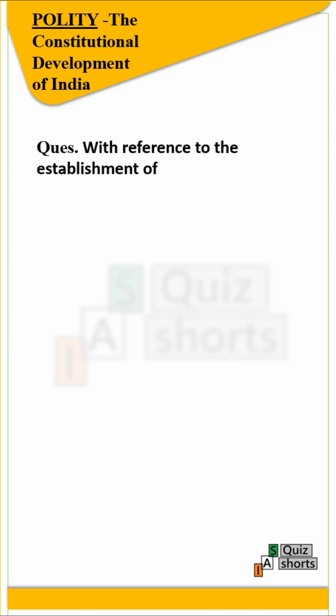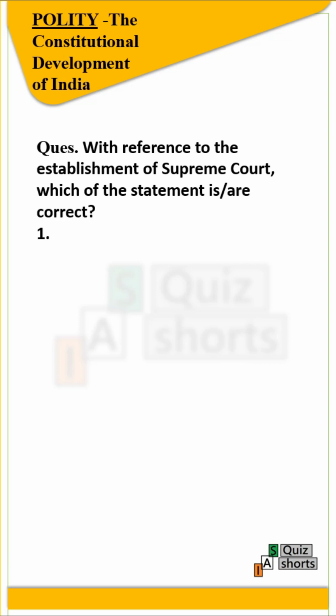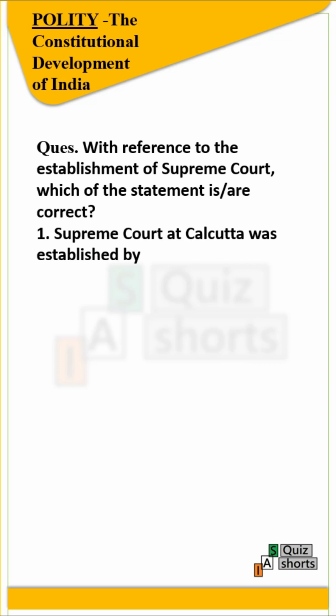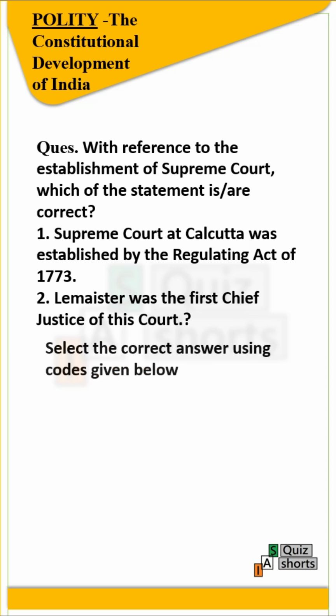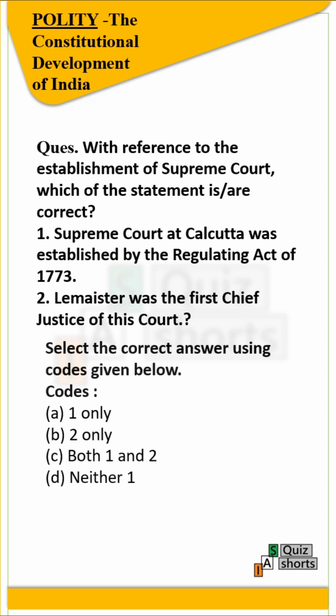Question. With reference to the establishment of Supreme Court, which of the following statements are correct? 1. Supreme Court at Calcutta was established by the Regulating Act of 1773. 2. Elijah Impey was the first Chief Justice of this court. Select the correct answer using the codes given below. Option A, 1 only. Option B, 2 only. Option C, both 1 and 2. Option D, neither 1 nor 2. Answer is option A, 1 only.